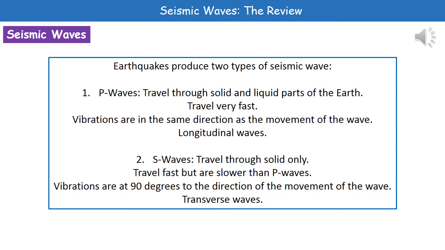The second type of seismic wave produced by an earthquake is an S wave. Now S waves can only travel through a solid, so think S for solid. These do travel fast, but not as fast as our P waves. And the other difference is that they're a transverse wave, because their vibrations are at 90 degrees to the direction in which the wave is moving.